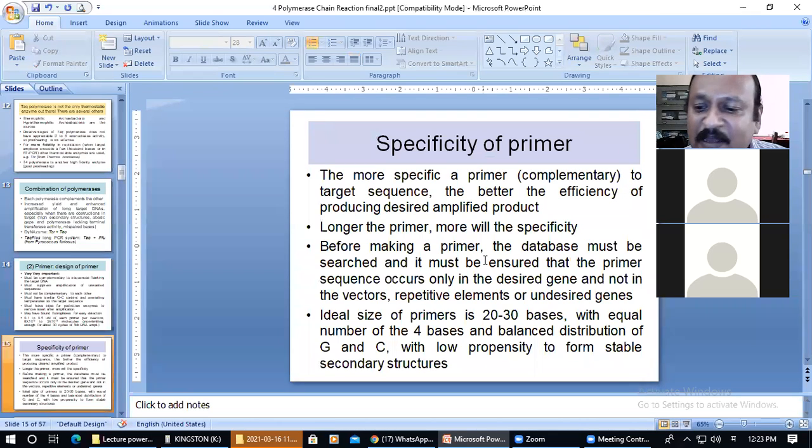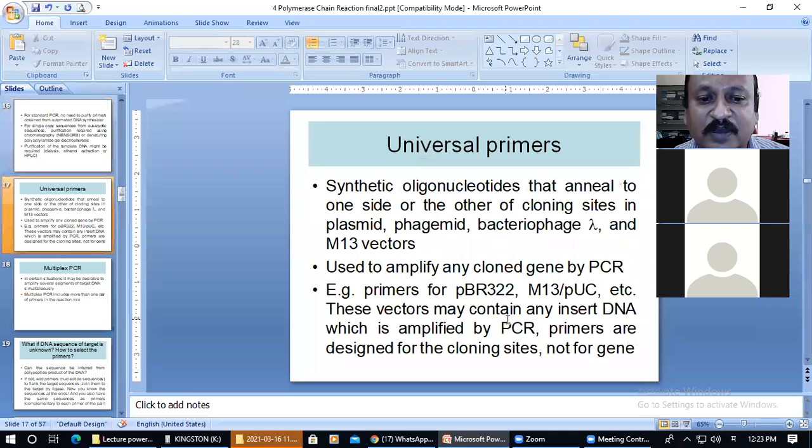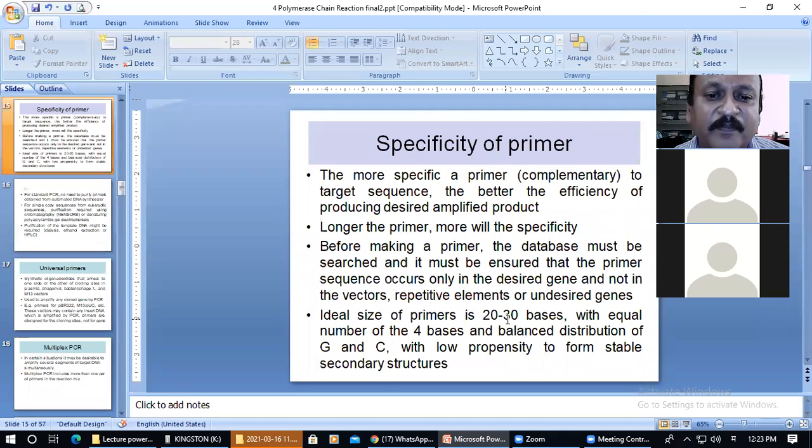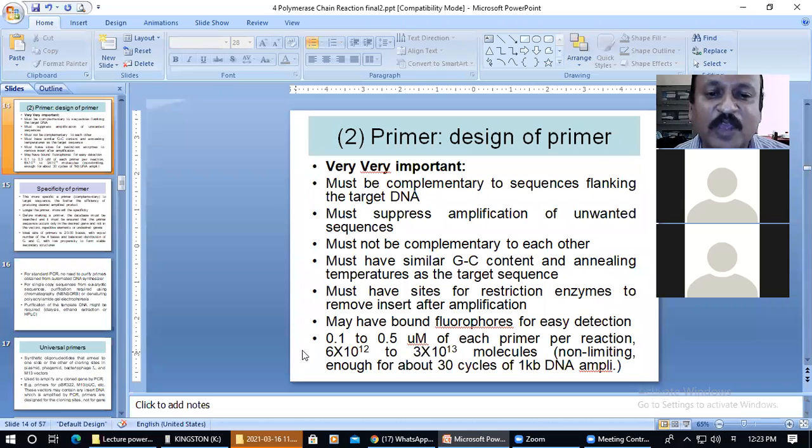I think the time is already getting over, so I have to stop this lecture now. The remaining part about this primer, I'll discuss in the next lecture, because it will take some time for me to explain all that. In the meanwhile, if you have any difficulties, any queries, you can ask me.